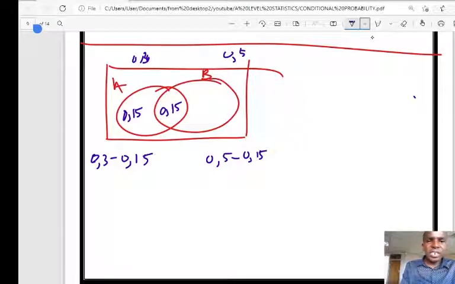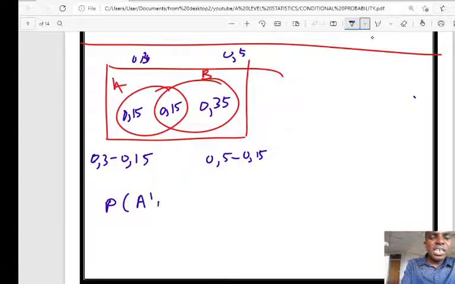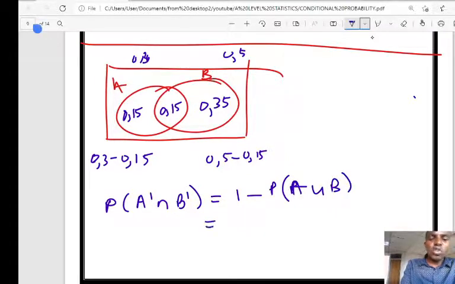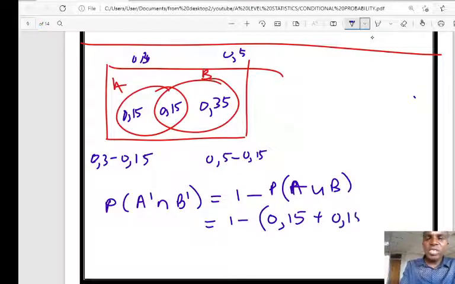Then 0.5 minus 0.15, you get 0.35. Then if we add all these things and subtract from 1, you find what is outside A and B. Which means probability of A complement intersection B complement is equal to 1 minus probability of A union B, which is 0.15 plus 0.15 plus 0.35. You just add all these probabilities.